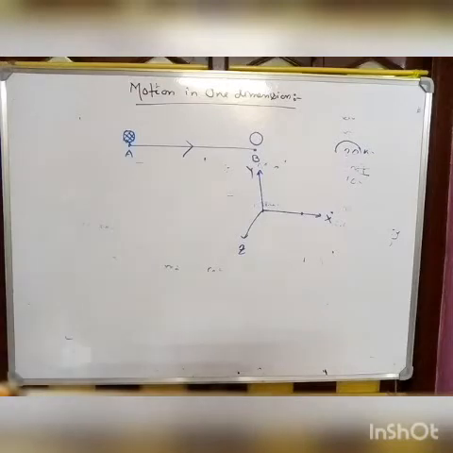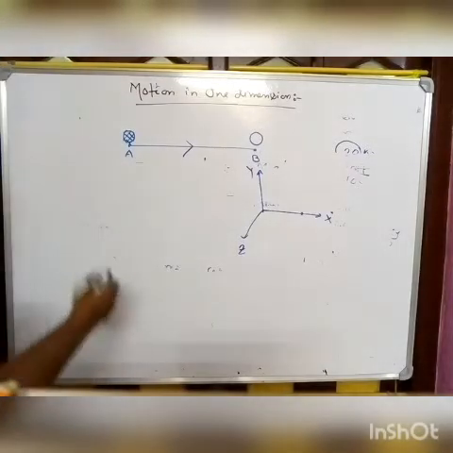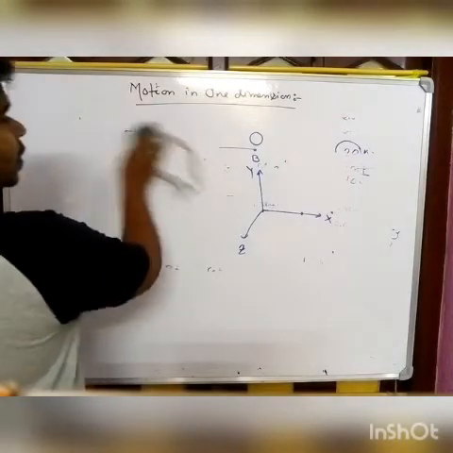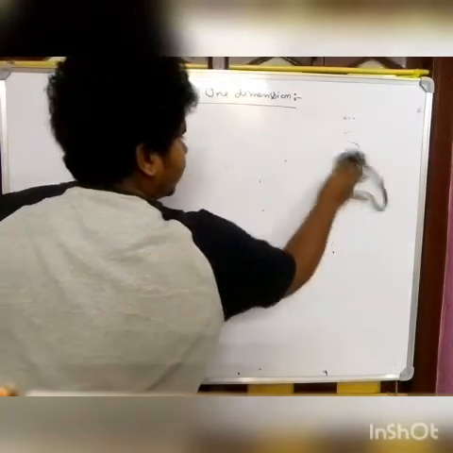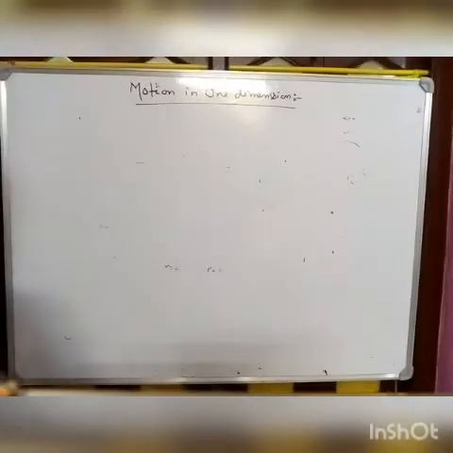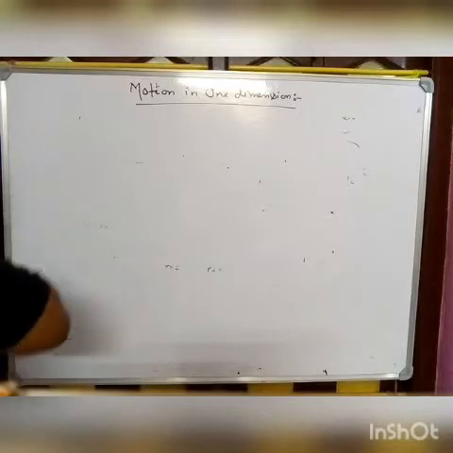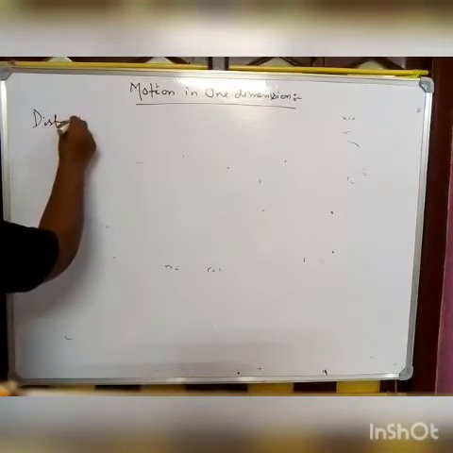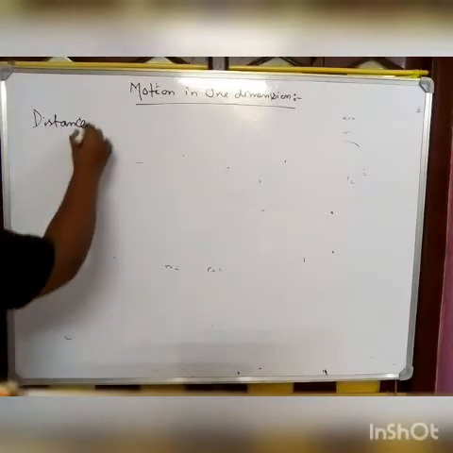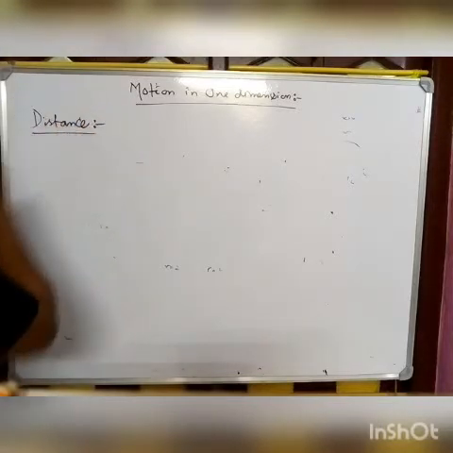Now, to represent a one-dimensional or a three-dimensional motion, we need some physical quantities to express this kind of motion. So here we want to discuss one by one what physical quantities we have to discuss. First, the quantity we are going to discuss is distance. We use the term many times. What do you mean by distance?